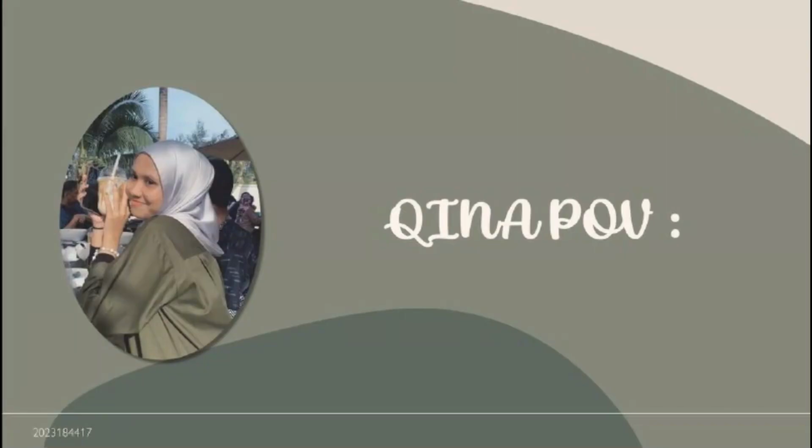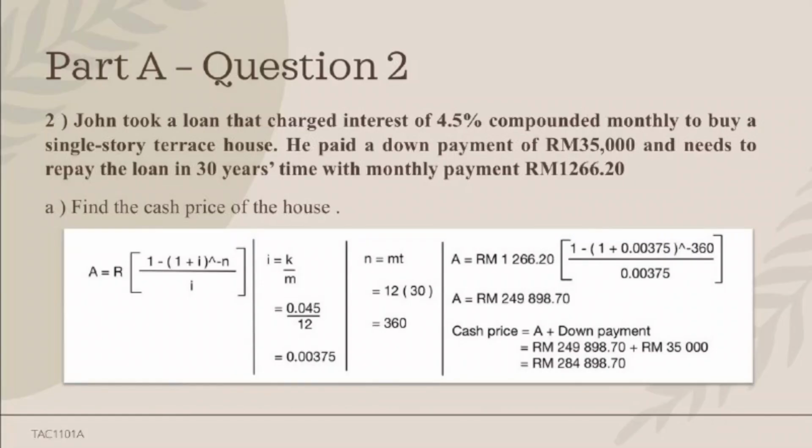Thank you, Tasha. So I will present my part, which is part A, question 2. John took a loan that charged interest of 4.5% compounded monthly to buy a single-story terrace house. He paid a down payment of 35,000 ringgit and needs to repay the loan in 30 years' time with monthly payment 1,266 ringgit and 20 cent. A. Find the cash price of the house.